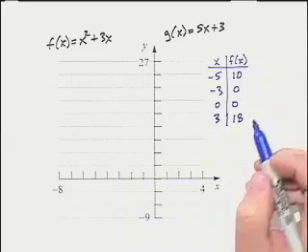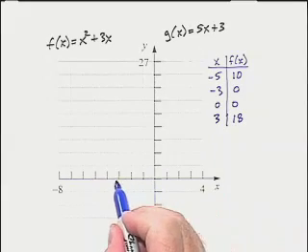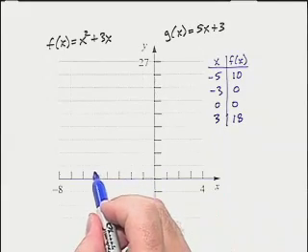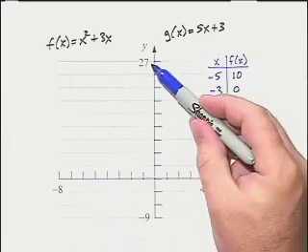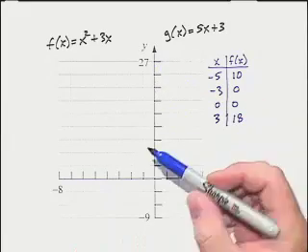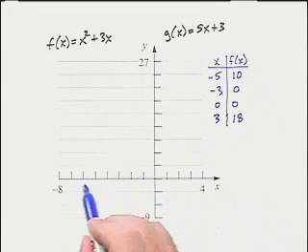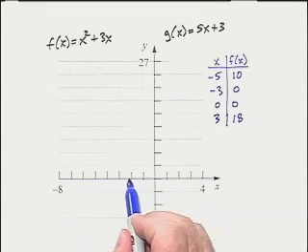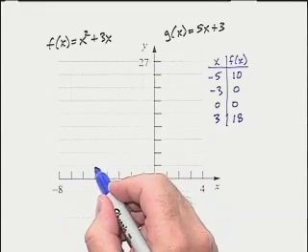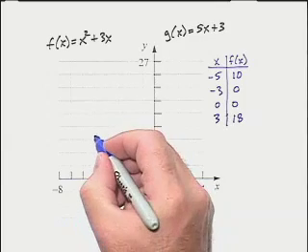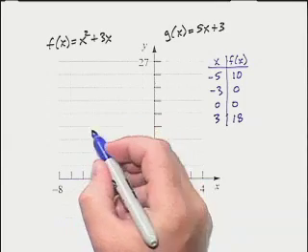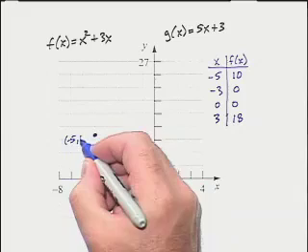We can go ahead and plot these points. At negative 5, we look at our scale. The scale on the y-axis is by 3s. So we need to be careful when we go up to 10. And our scale along the x-axis is just 1. So we go 1, 2, 3, 4, 5. That's negative 5. We go 3, 6, 9. So this would be our point, negative 5, 10.